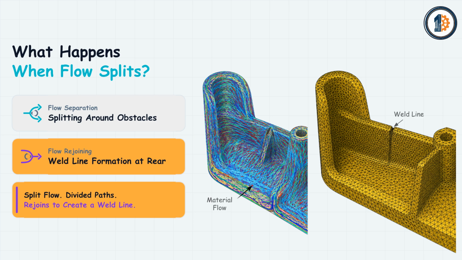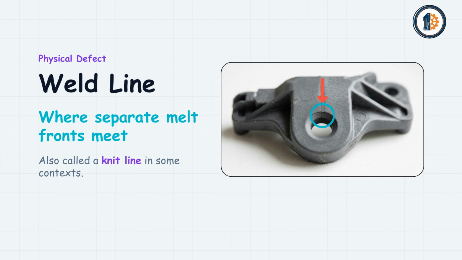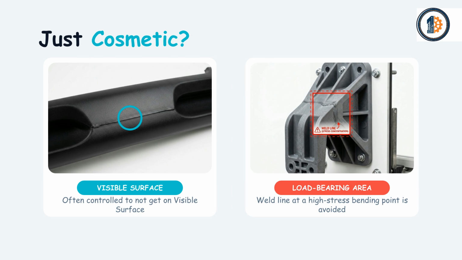Being aware of where these lines form is essential for quality control. This meeting point creates a weld line. It is also sometimes called a knit line. In simple terms, 2 melt fronts separate, travel around the geometry, and then rejoin. But a weld line is not only a cosmetic issue. If it appears on a visible surface, appearance may become a problem. And if it appears in a highly loaded or high-stress area, it can become much more important from a structural point of view. So the key question is not only, do I have a weld line? The better question is, where is the weld line located?